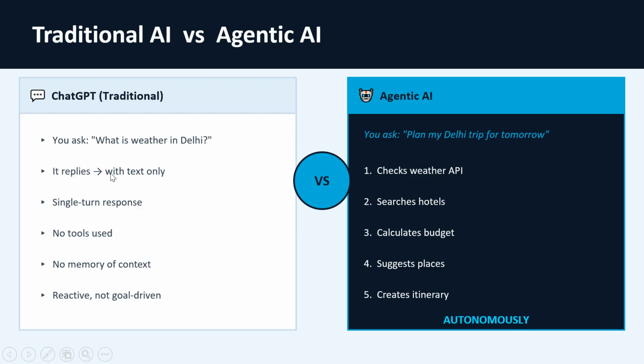traditional, I can say, if you are simply talking directly with the LLM, we are not having any kind of agent, we are not having any kind of tool, we are not having any kind of memory. So that time we get a simple result. So that is a kind of traditional AI, right?